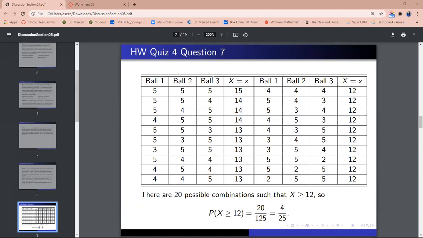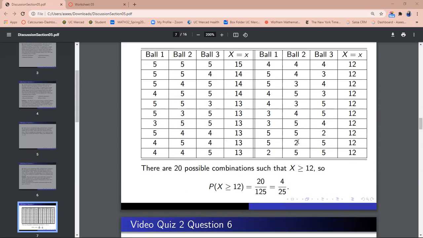So ball 1, ball 2, ball 3. Let's say we get 5 for ball 1, and since it's with replacement, ball 2 can also be 5 and ball 3 can also be 5. So the sum can be 15. Or we just keep decreasing the last one and make all these combinations until we get to the last one for 12. These on the right side are all the combinations that would give us 12. We don't need anything below 12. And then these are the combinations for 13 to 15. So the total number of combinations is 20, right? For the probability, we'll just divide 20 by 125, and this will be our answer.